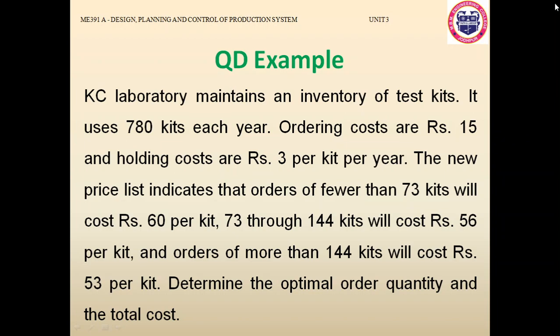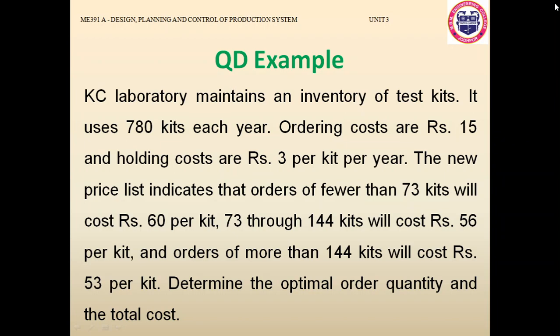So you can see once you order more, the price is reduced. If it is fewer than 73 kits, the cost per unit is 60. If you order between 73 and 144 kits, the price per kit will be 56. Similarly, if you order more than 144 kits, the unit cost will be 53. So as soon as you increase the order quantity, the unit cost gets reduced. As per this trend, what would be the optimal order quantity and the total cost for this company?